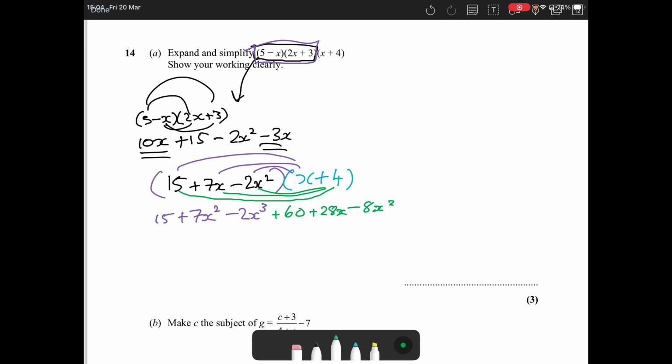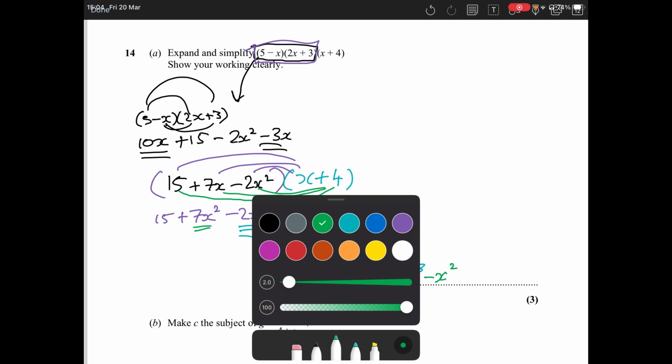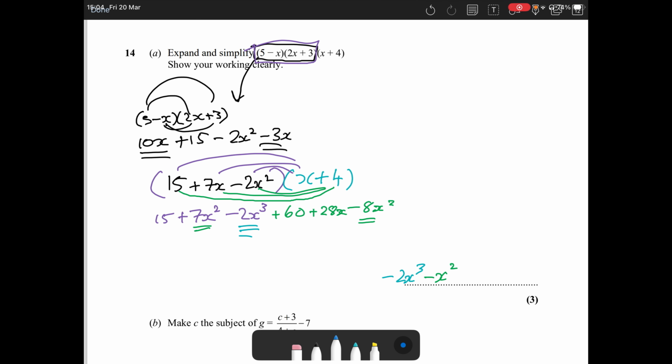To wrap things up, I always like to put the x cubed term first. So always put the highest power first: minus 2x cubed. That's the only x cubed term, so fair enough. Followed by x squared. So we've got 7x squared minus 8x squared. That gives me a total of minus x squared. Moving on to the next term, blue, we'll just do the terms with x.